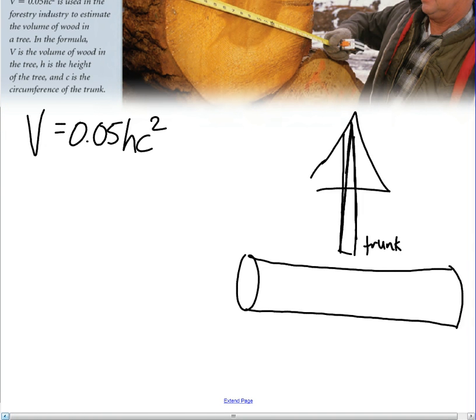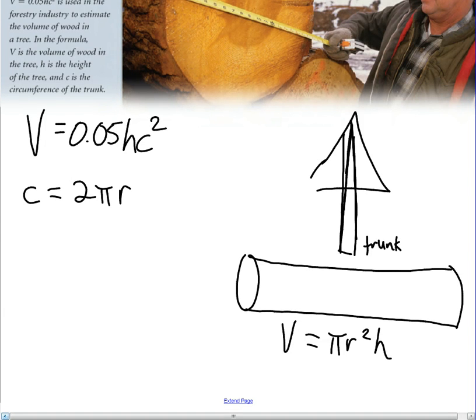So we couldn't really use the volume of a cylinder, which is pi r squared h, for the volume of wood that you're going to get out of the tree. So here's this formula here, which is used in the forestry industry, and so in Northern Ontario this would be something that maybe foresters would be familiar with. What is circumference? Well, circumference is 2 pi r.